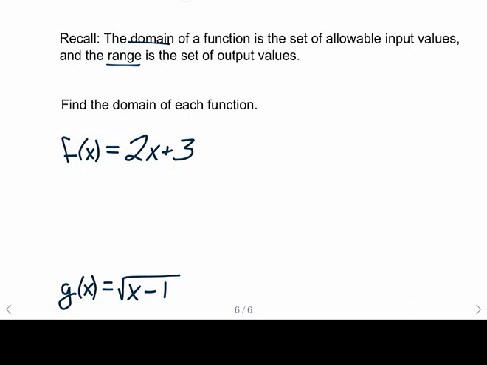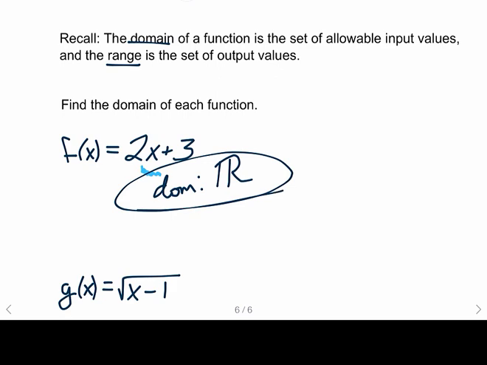So in the first case here, find the domain of f of x equals 2x plus 3. I want to focus on the variable in 2x plus 3, the x right there. Is there any number that I'm not allowed to multiply by 2 or to add 3 to? The answer is no, and so the domain here is all real numbers.